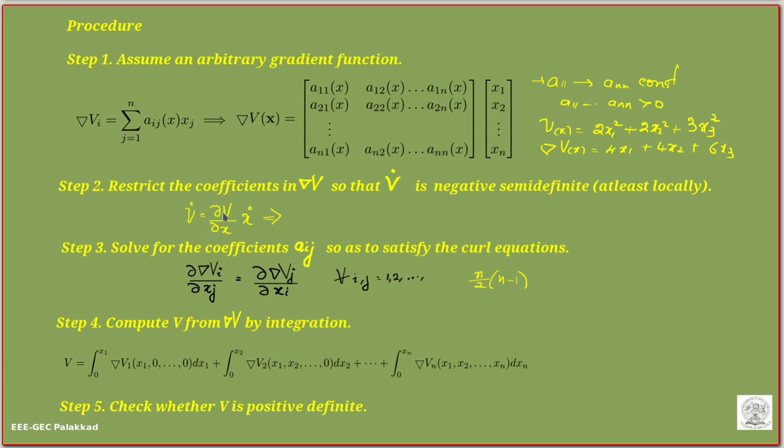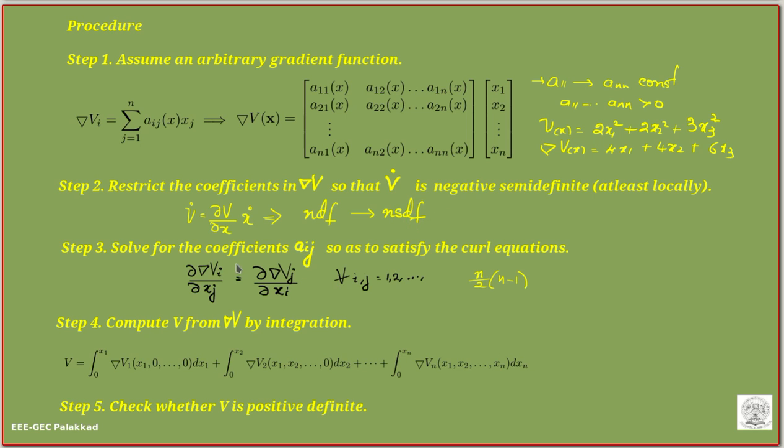V dot of x is ∂V/∂x into x dot. What does it imply? It implies that this has to be negative. What is the restriction on the coefficients? V dot of x has to be a negative definite function, or at least a negative semi-definite function, for stability. So near the 0 point, we are going to impose this condition to get it as a negative semi-definite function.